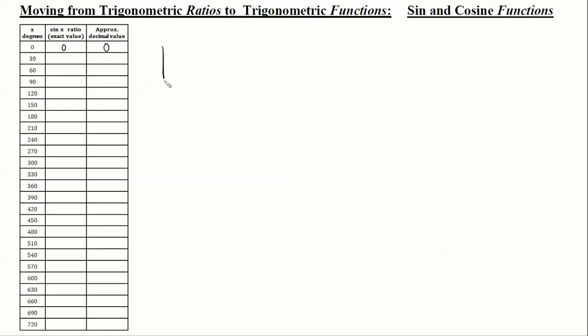30 degrees. To find 30 degrees, we need to use our special triangles. So our 30, 60, 90 triangle. Again, remember our side lengths, 1, 2, and root 3. So the sine of 30 degrees is going to be 1 over 2 as such, okay, giving us an approximate decimal value of 0.5. 60 degrees is going to be root 3 over 2. Again, giving us an approximate decimal value of 0.8660. Okay, 90 degrees is going to be 1, again, giving us a value of 1.